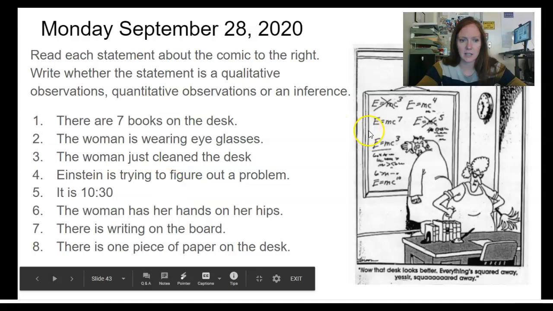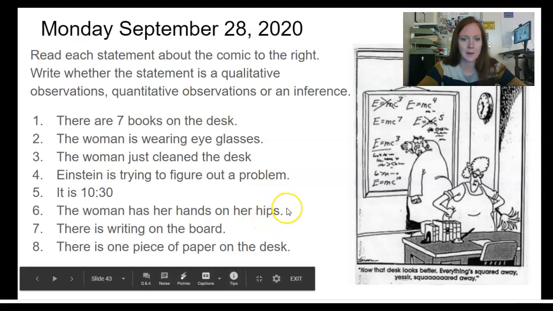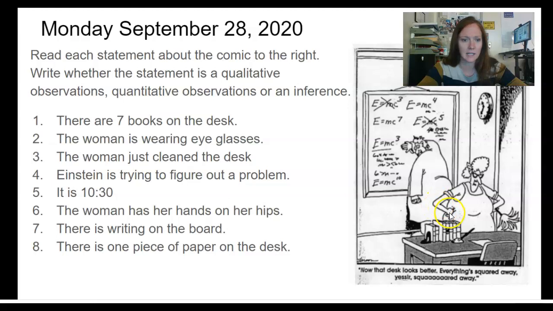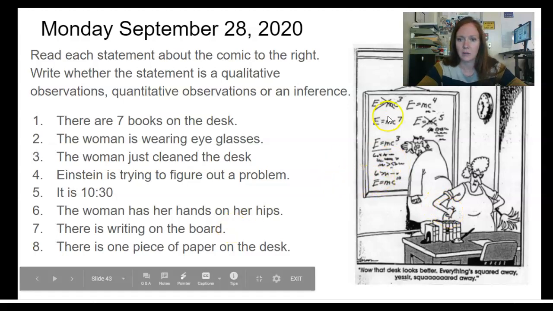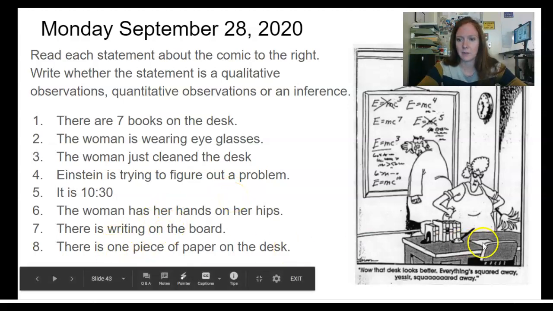It is 10:30. Hopefully you said that that is a quantitative observation. A clock is a tool that we use to measure time. I know that this clock is not exactly right, but it is a quantitative observation when we take time. The woman has her hands on her hips. We can see that, qualitative. There is writing on the board. Again, that's qualitative. Even though there's numbers in the writing, it is a qualitative observation. And then finally, there's one piece of paper on the desk. That is a quantitative observation.